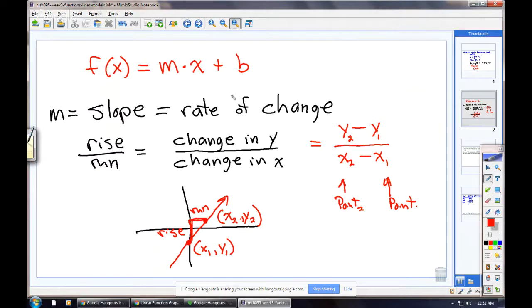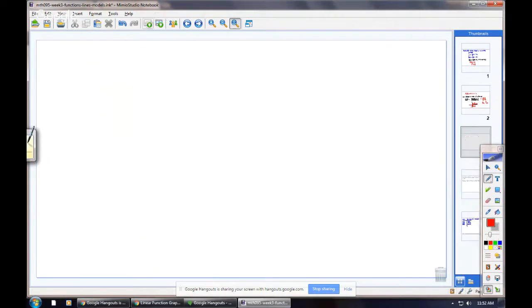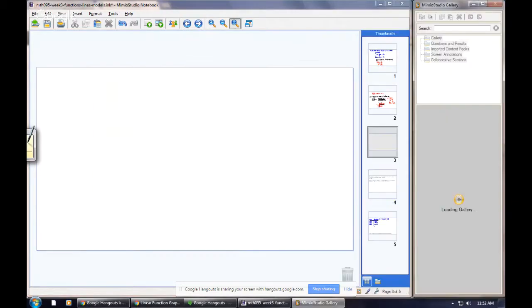So let's graph this one right here. I'm going to do that by whipping out a piece of graph paper. Let's see, my magic board has some graph paper hiding here somewhere. See if I can get it.